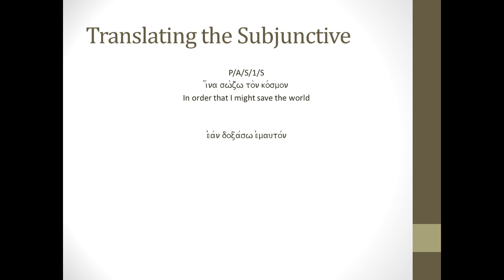So, knowing that I'm dealing here with an aorist tense, even though I don't have an augment here, I can now parse it. It's aorist active subjunctive, first person singular, ean doxasō emautōn, and I would then translate this, if I should glorify myself. Now, a couple of things to note here.